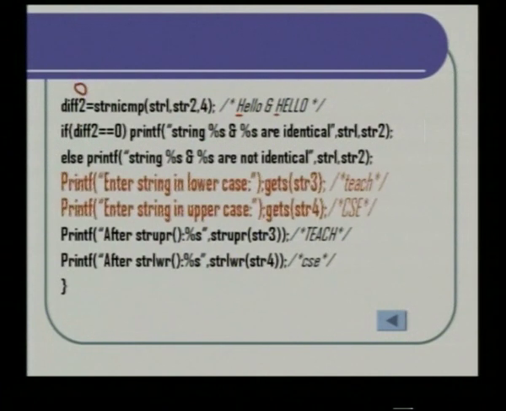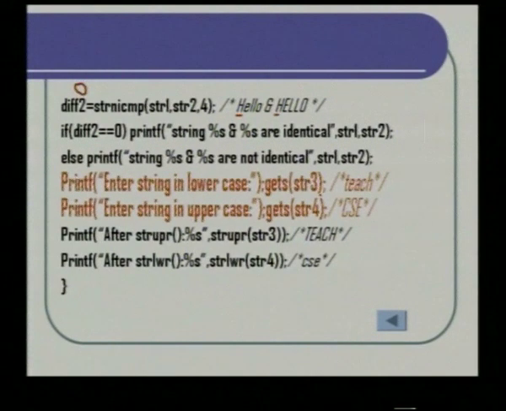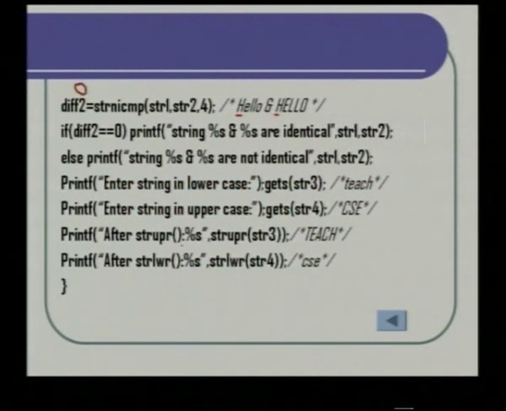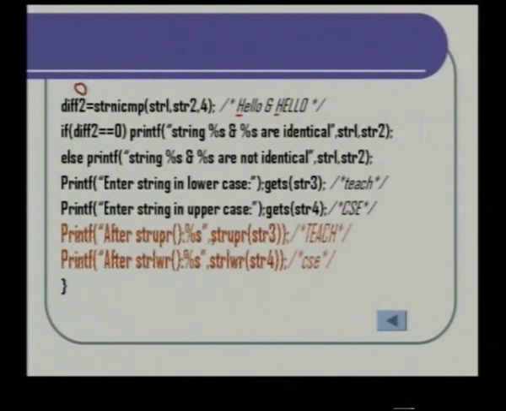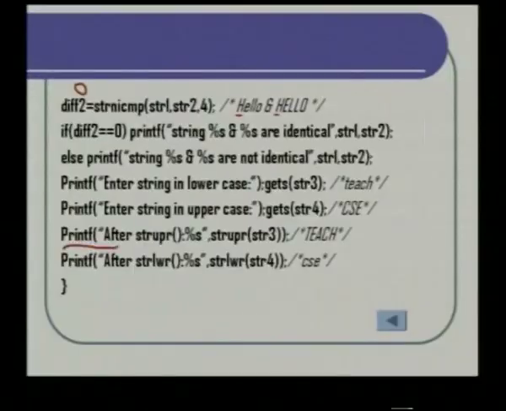Next, I am converting these two strings from upper to lower case. For that I am getting two more strings, one I am entering in lower case, one I am entering in upper case, and I am just printing the strings like this. In the printf statement, after strupr, I am converting this string 3. So, this teach is converted to uppercase and I am directly printing it. I am not copying it to another string or doing anything like that. This function will automatically return the converted string as the answer. So, I am directly using it in the printf statement.